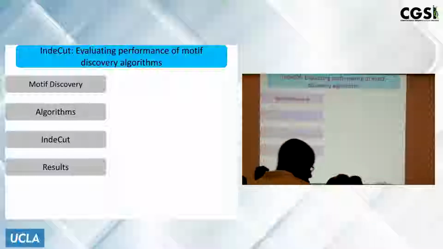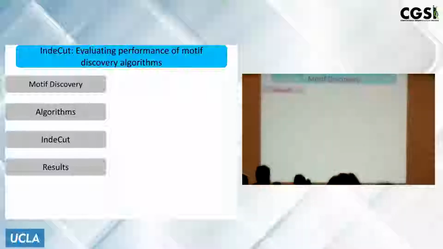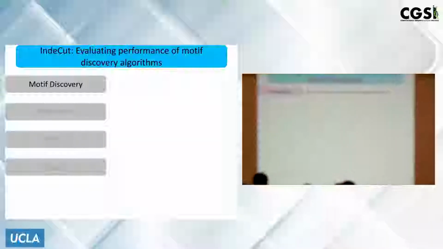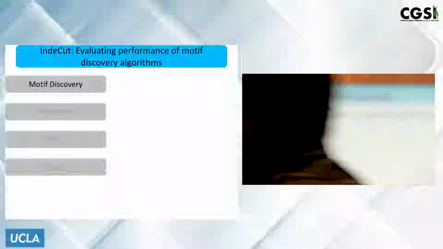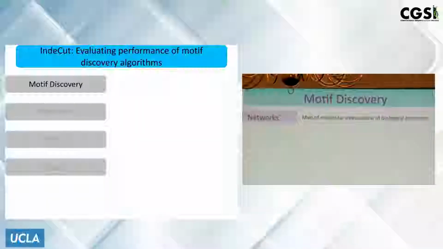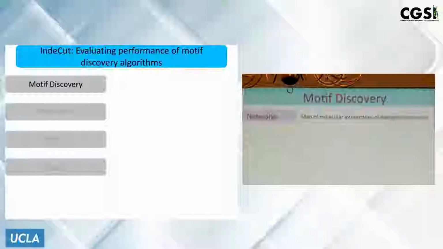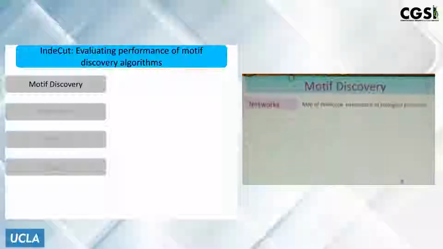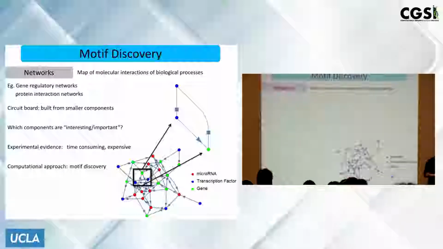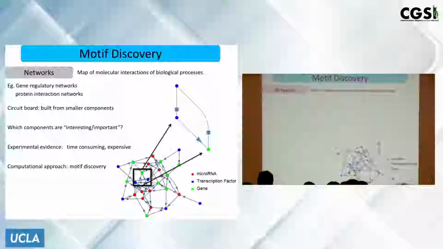So let's start at the beginning. Motif discovery. What is motif discovery? It all has to do with networks, biological networks. These can be maps of the different interactions of different biological processes. For example, here is a very small toy example of a regulatory network. We have microRNAs, transcription factors, and genes. And we have arrows drawn between these quantities if they affect the expression level of the target.